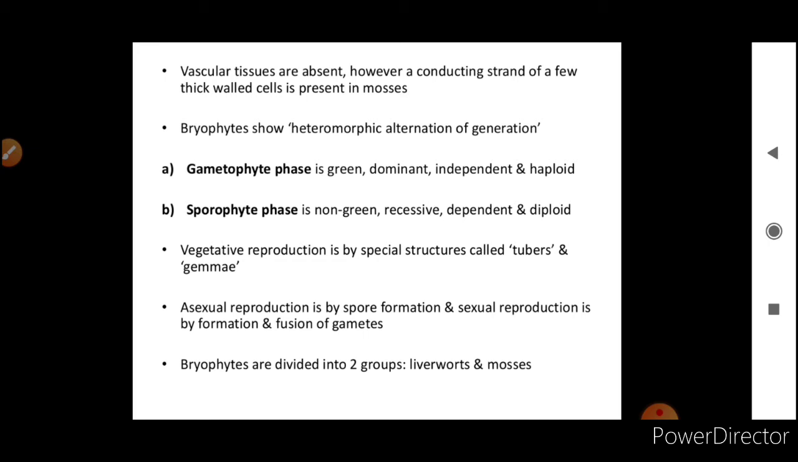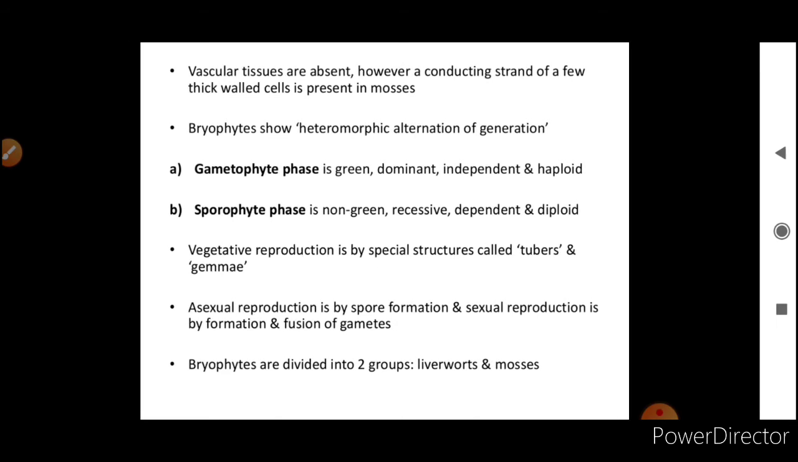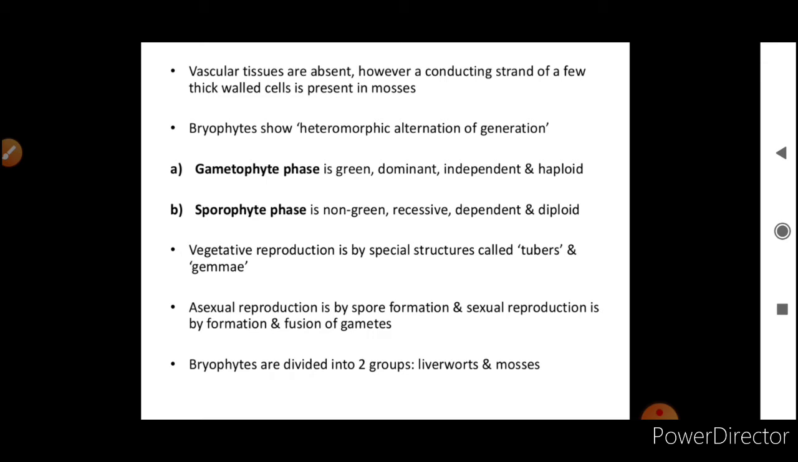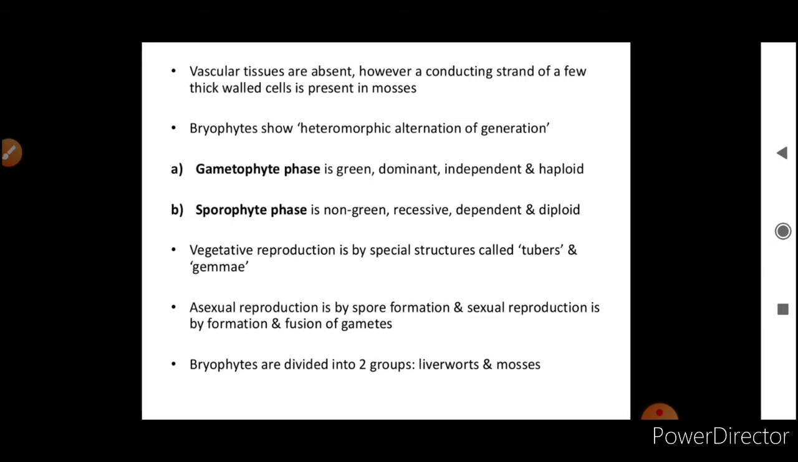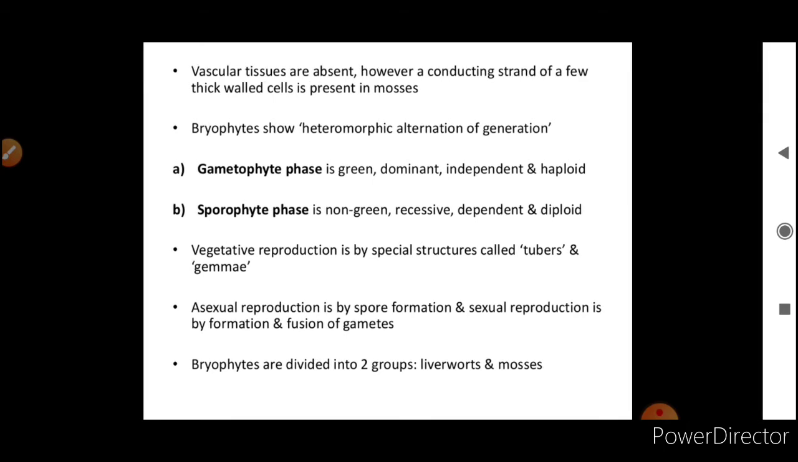Bryophytes show heteromorphic alternation of generation. This we'll discuss later. We have seen two phases in this, that is the gametophytic phase and the sporophytic phase. The gametophytic phase is green and dominant, independent and haploid, and the sporophytic stage is non-green, recessive, dependent on the gametophytic stage and diploid.